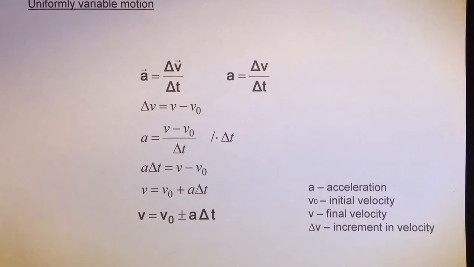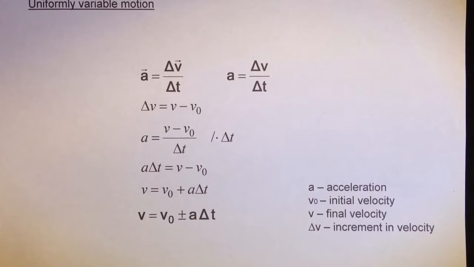And now consecutive motion known as uniformly variable motion. We know that this motion takes place when the velocity changes. In order to describe this motion, again we need to use some quantities. This time we have acceleration a, initial velocity v0, final velocity v, and the increment in velocity or the change in velocity delta v.